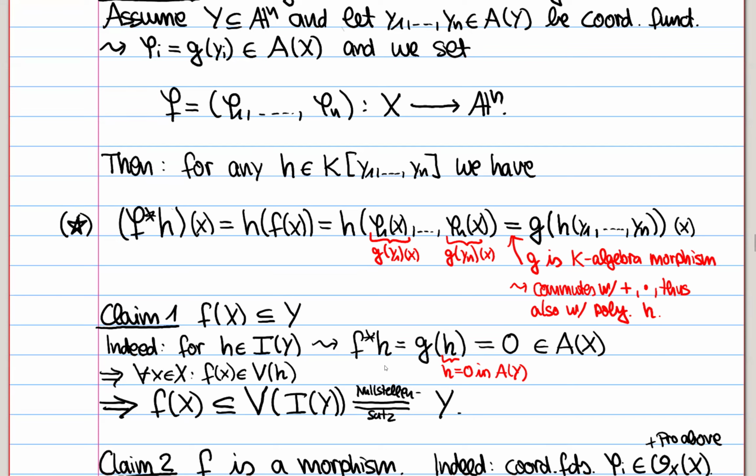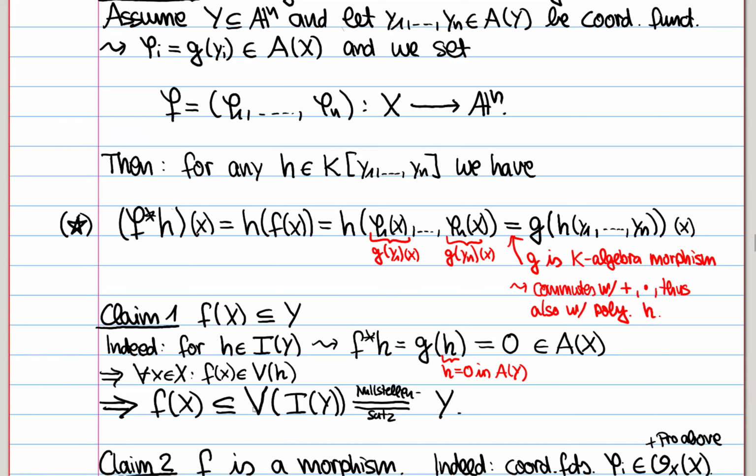So in other words, for this function h vanishing on Y, if we pull it back by f, we get the zero function on X, which means for all x in X, f of x lands in the vanishing locus of h. This is true for all h in here, and this implies that f of big X, the image of f, is actually contained in the vanishing locus of all functions inside I of Y.